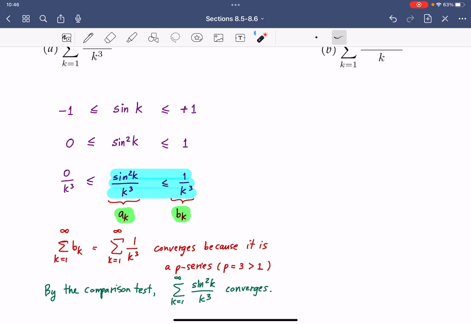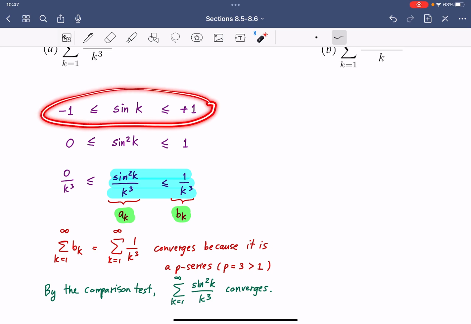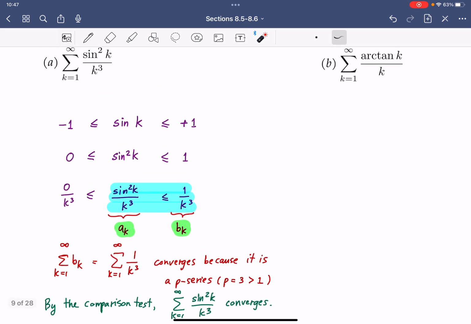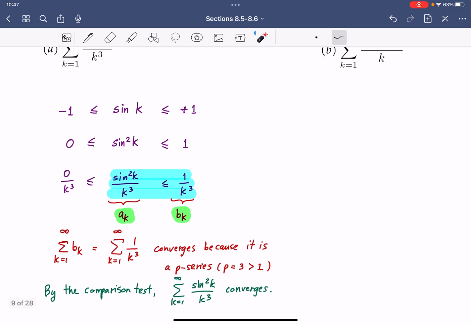The hardest thing about the comparison test is you need to find an inequality to start with. So for this one, you start with sine k between -1 and 1. Well, we're going to have more examples, and then you're going to see more patterns where you can start from something else as well.